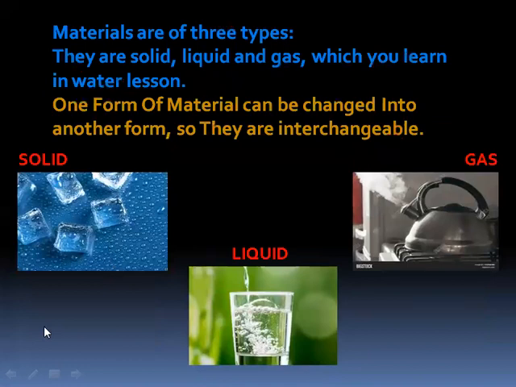Materials are of three types. You already studied in the water lesson. They are solids, liquids and gases. So one form of materials can be changed into another form. So they are interchangeable. That is, solids can be changed into liquid, and liquid can be changed into gas.